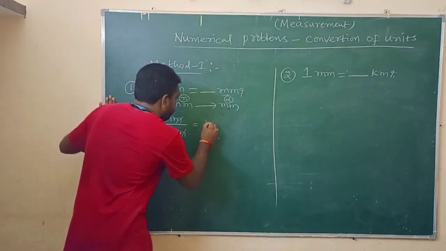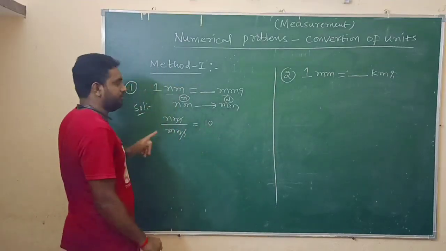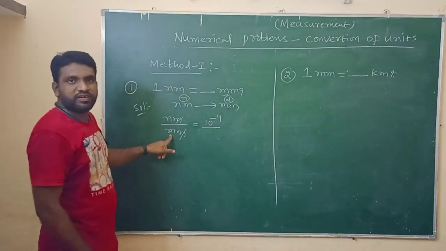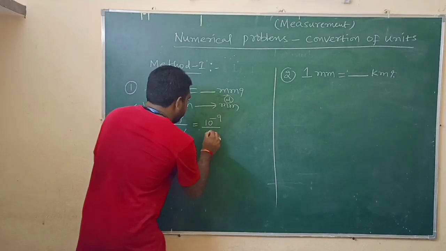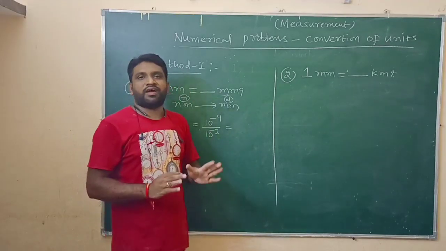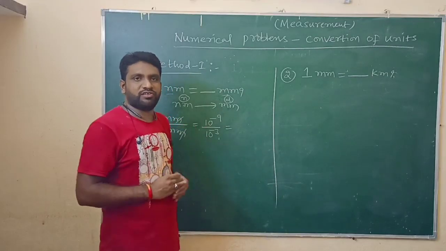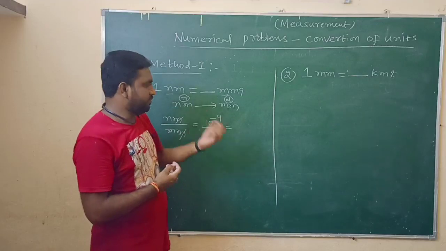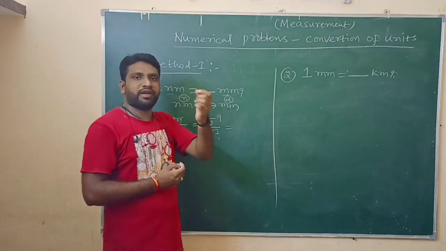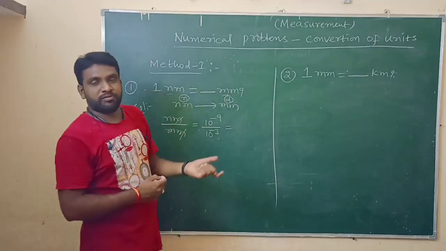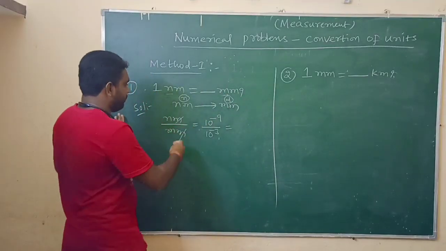Now you should remember the multiples and submultiples. Nano means 10 to the power of minus 9. Milli means 10 to the power of minus 3. Everyone should remember this. Just try to learn it by heart, whatever it may be. Without this, we cannot do the problems. Every morning, 5 minutes is enough. Before getting up, just remember these multiples and submultiples: 10 to the power of minus 9, minus 3.